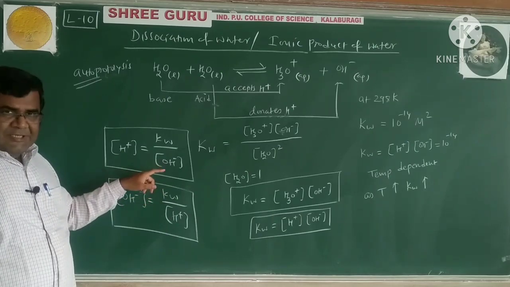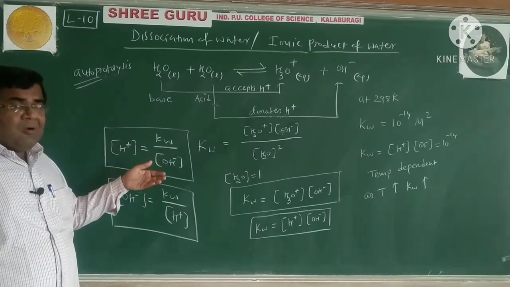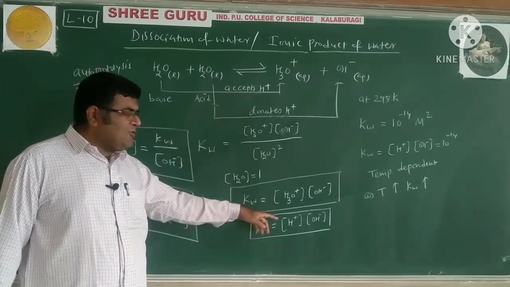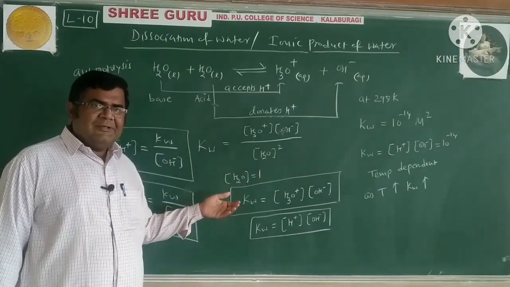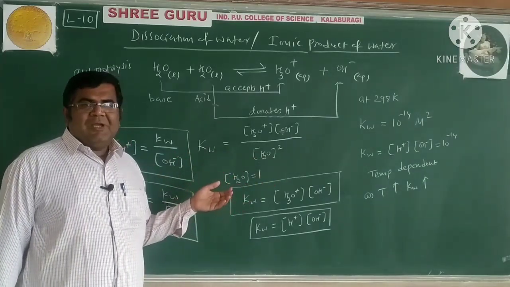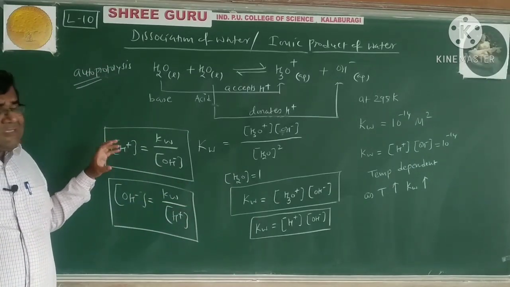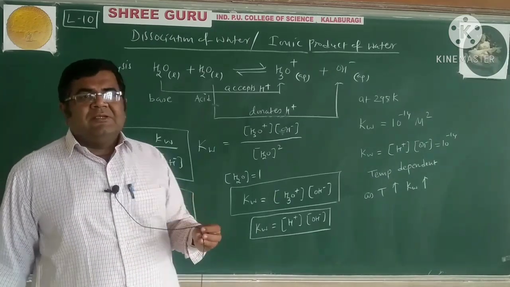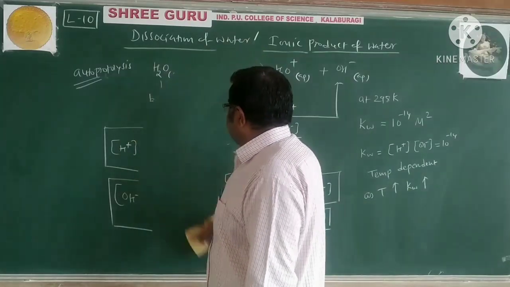If temperature increases, dissociation is more. Dissociation is more means the H plus ion and OH minus ion concentration is more, and the value is also greater. But at 298 Kelvin, the value is 10 raised to minus 14. Now we can use this ionic product of water to classify the solutions into acidic solution, basic solution, neutral solution.